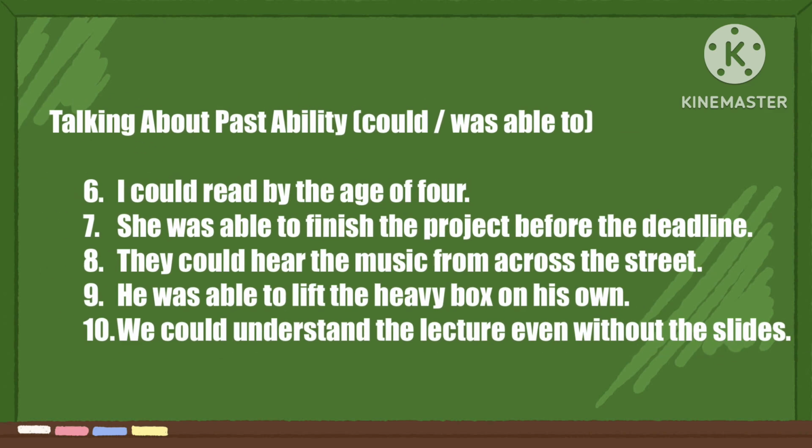So now let's see, talking about past abilities, we can use could or was able to. The examples we can take here. I could read by the age of 4. She was able to finish the project before the deadline. They could hear the music from across the street. He was able to lift the heavy box on his own. We could understand the lecture even without the slides.